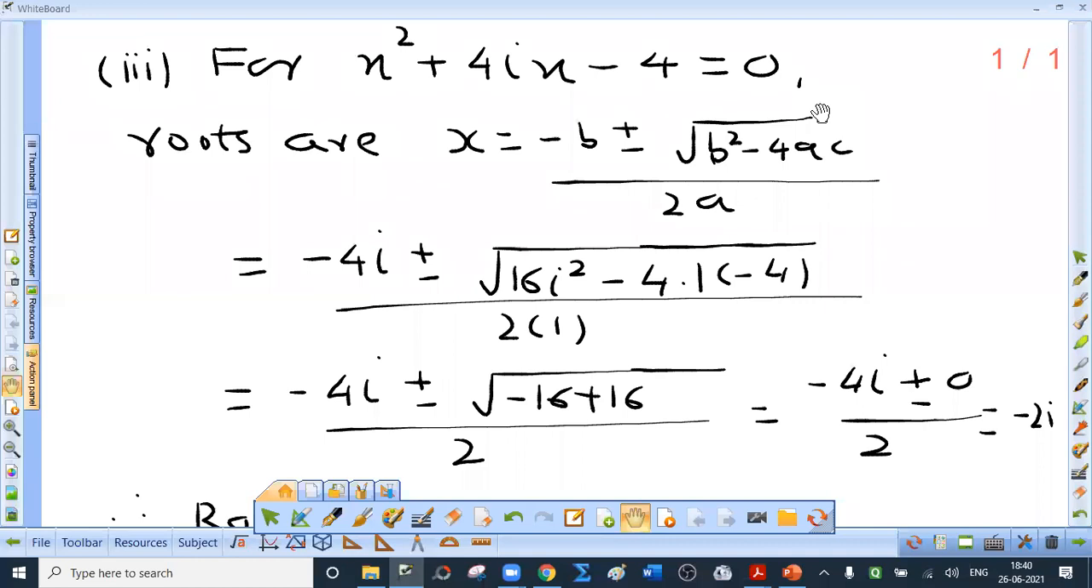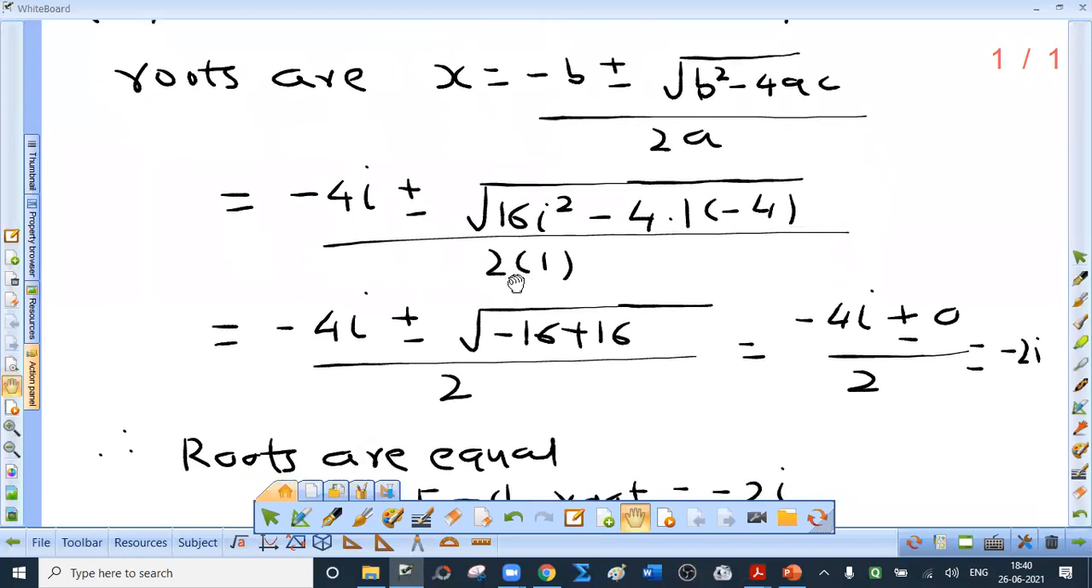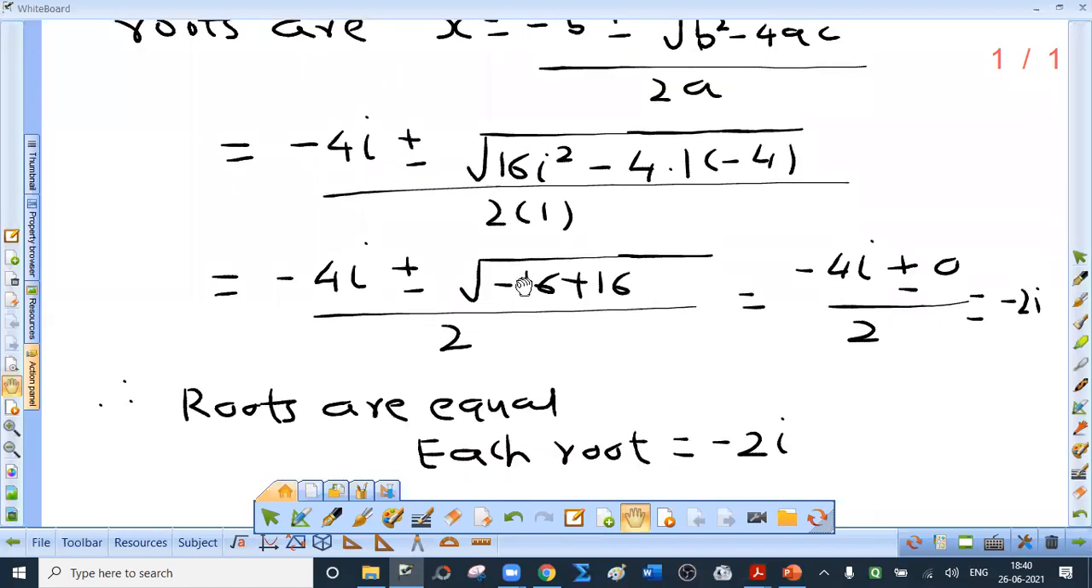For the third equation, x square plus 4ix minus 4 equal to 0, I have directly written. In exam, please do not write like this. You will lose 1 mark. You have to say comparing with, because what are ABC? You have to first mention values of ABC. So roots are, substitute the values, 16 i square is minus 1, so minus 16 plus 16, root 0 is 0. So you will notice that each root is what? Minus 2i.